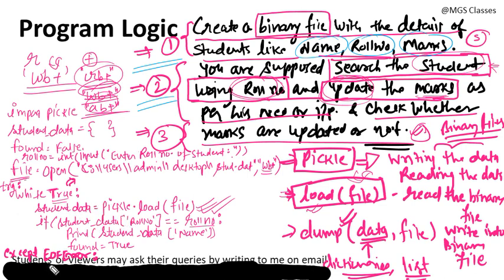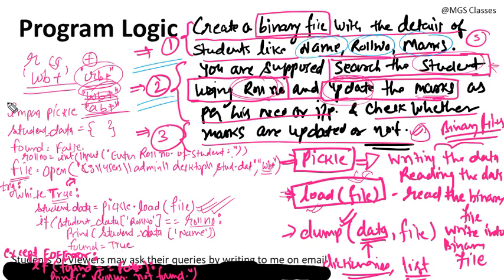Now if the found value is false, that means our record is not found. If found is true, that means the record is found. So if found is equal to false, that means what? Print the error message, roll number not found. So this way you can print the student data.